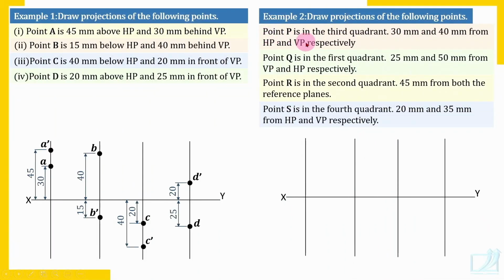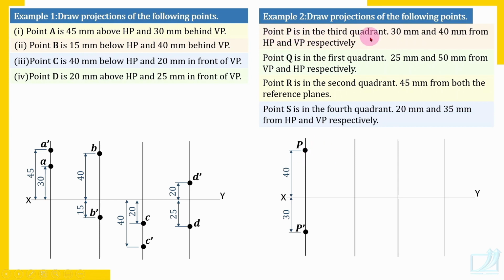Now next statement, point P is in third quadrant. What does that mean? Simple, third quadrant, take help of letter T. Top view above and front view below. So top view above, and top view gives distance from VP. So 40 millimeter distance from VP to be measured upwards and 30 millimeters to be measured downwards. So 30 millimeters, this is distance from HP, so P dash, and 40 millimeter is distance from VP, that is P. Simple, what I am telling you, try to understand.